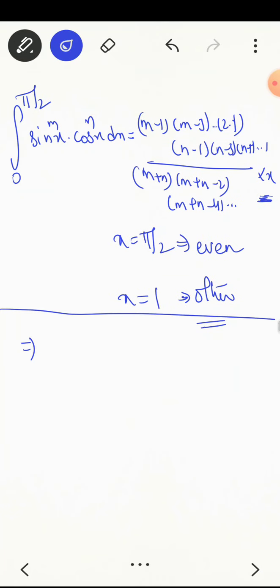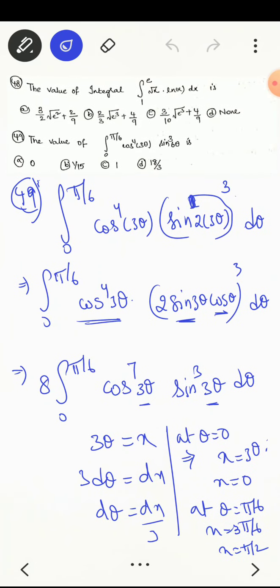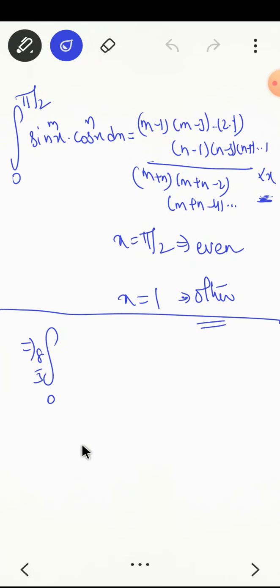Now let us start applying whatever I have got. I can write it as 8 by 3 taken out. Why? Because if I substitute dx by 3 here, I will get 1 by 3 outside. So I am writing 8 by 3 directly, with cos power 7x and sine power 3x dx, from 0 to pi by 2.